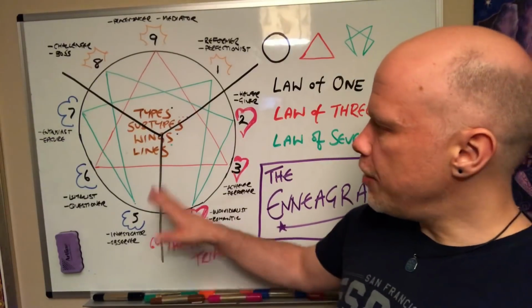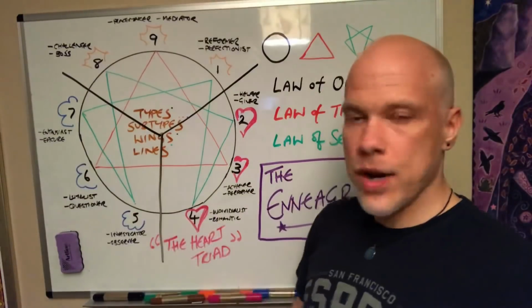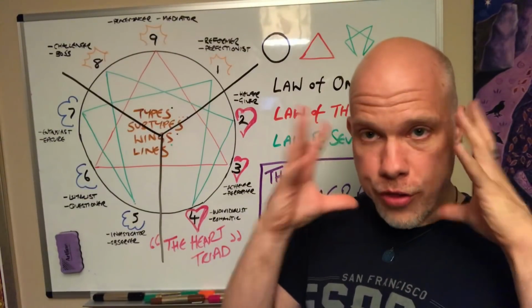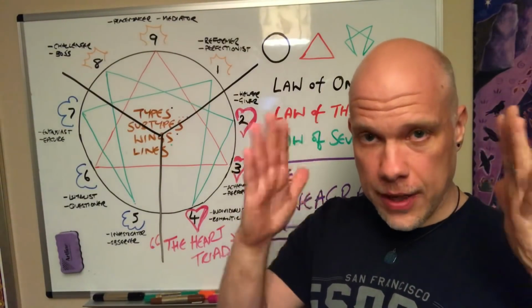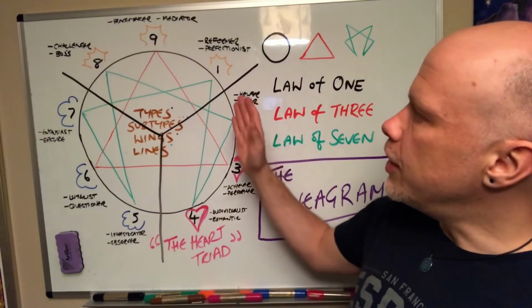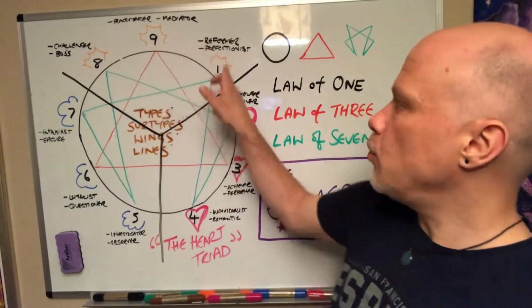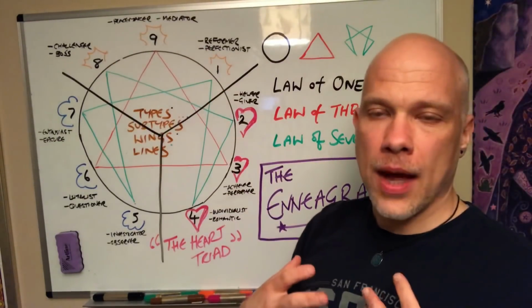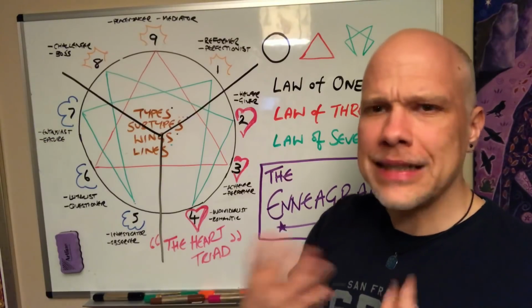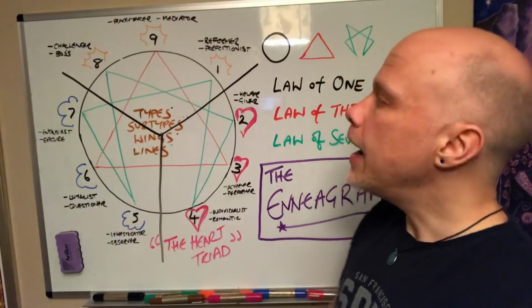We have the Thinking Triad, the Head Triad, 5, 6 and 7, which tends to relate to the world through thought. That's the first reaction in a situation, to think about it. And then we have what we call the Feeling Triad, or the Body Triad, which is 8, 9 and 1, and that relates to the world from instinct, gut instinct, sometimes called the Gut Triad or the Instinctual Triad.